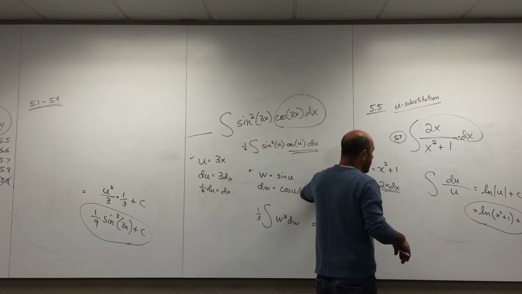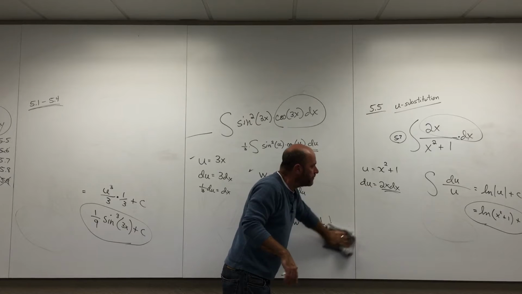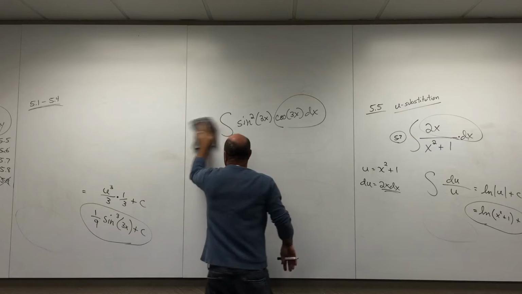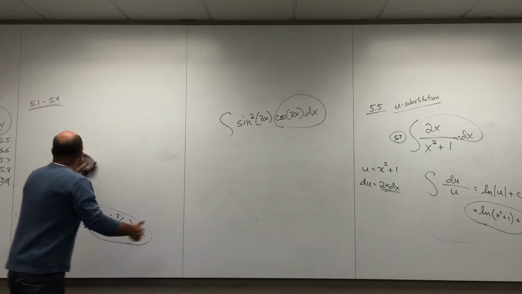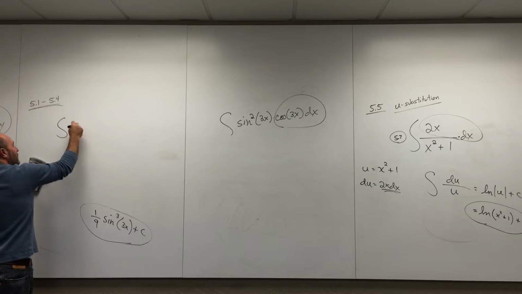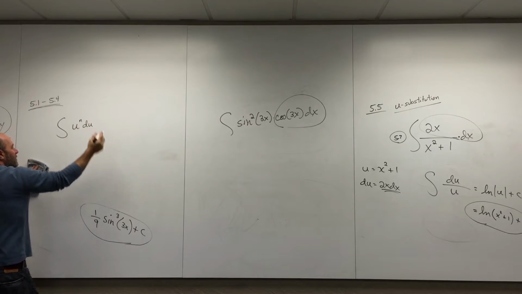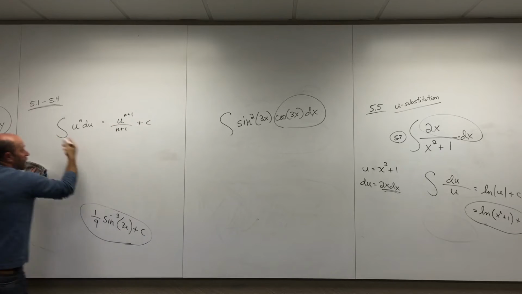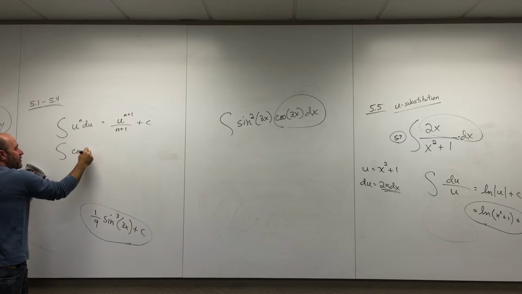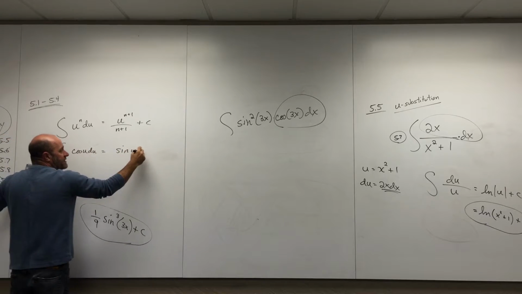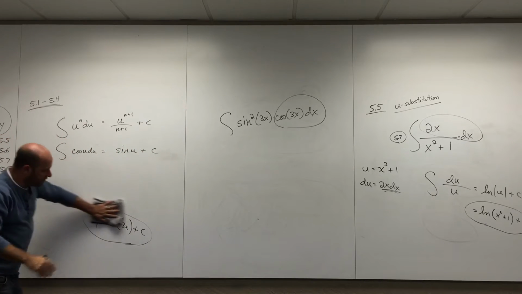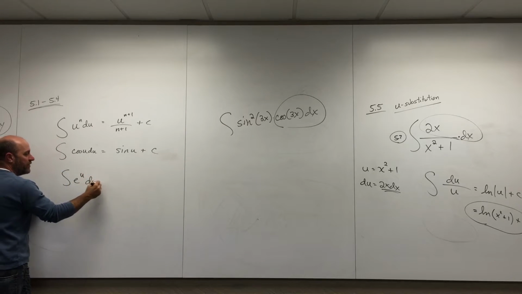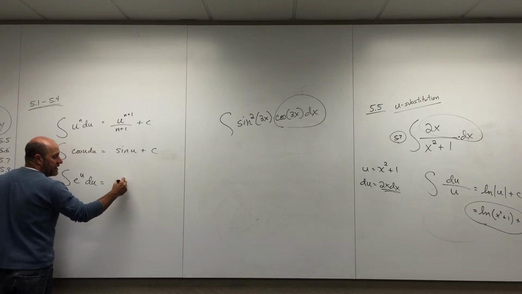So I took a little leap ahead there, I guess. We're searching for rules. What are our rules? If you have a u to the n, we have that rule, don't we? That's u to the n plus 1 over n plus 1, right? That's called the power rule. Do we have a rule for cosine of u du? Yeah, that's the sine of u. I could do a couple more of these trig ones, but what else do we have? We have e to the u. How do you integrate e to the u? e to the u.